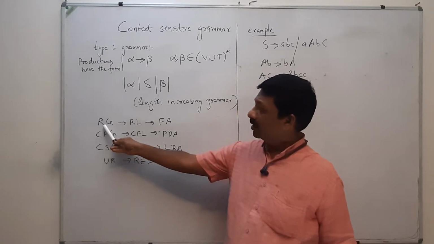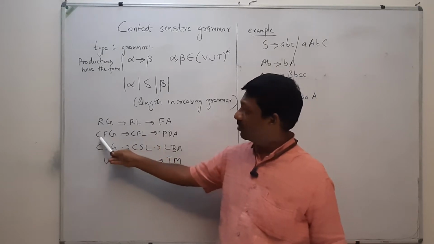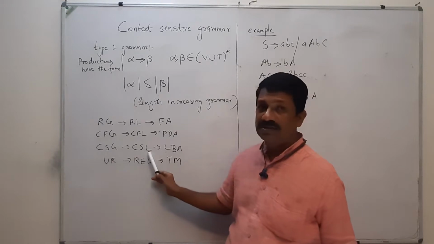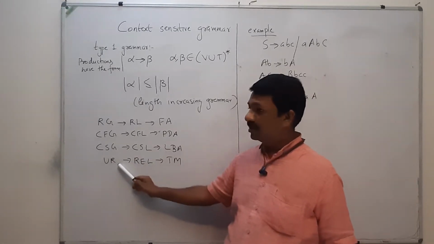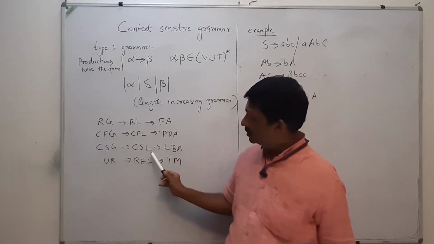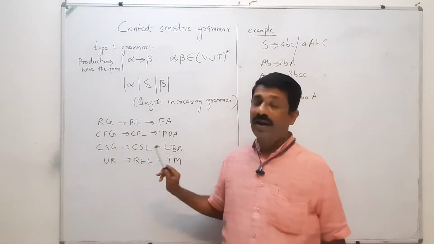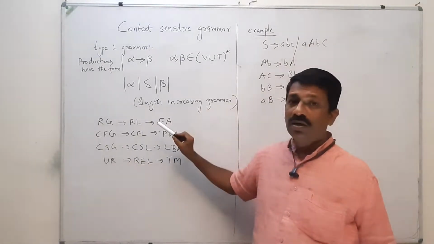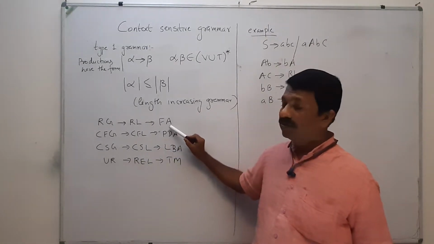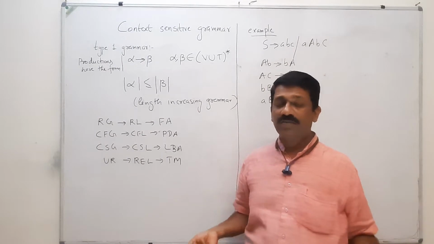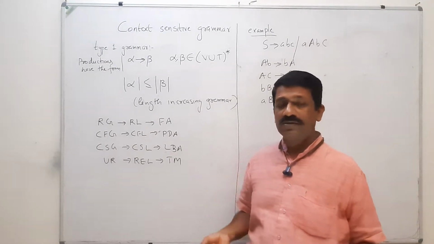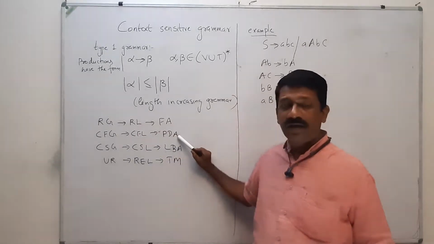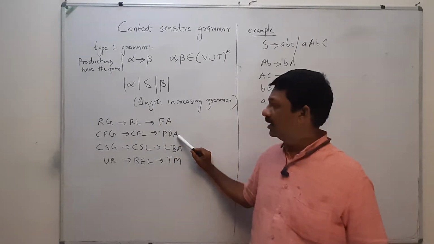Regular grammar accepts regular languages, context free grammar accepts context free languages, context sensitive grammar accepts context sensitive languages, and unrestricted grammar accepts recursively enumerable languages. The automata tool which accepts regular language is the finite automaton, whether it is deterministic, non-deterministic, with epsilon transition, without epsilon transition, etc. And context free grammar is accepted by a PDA.